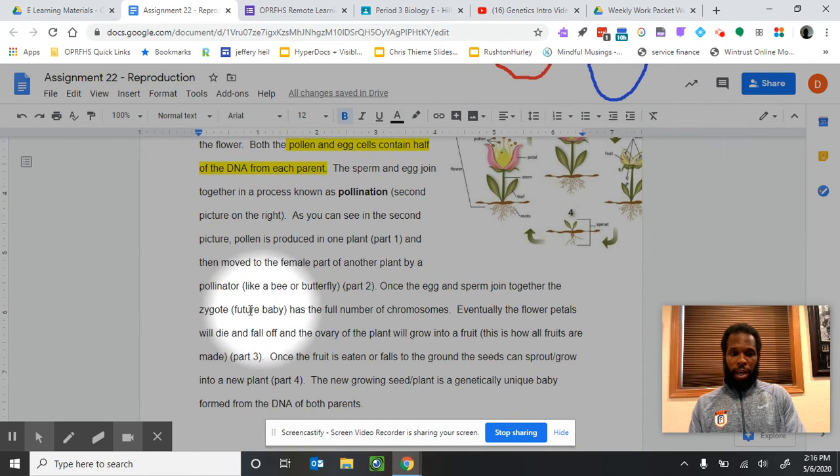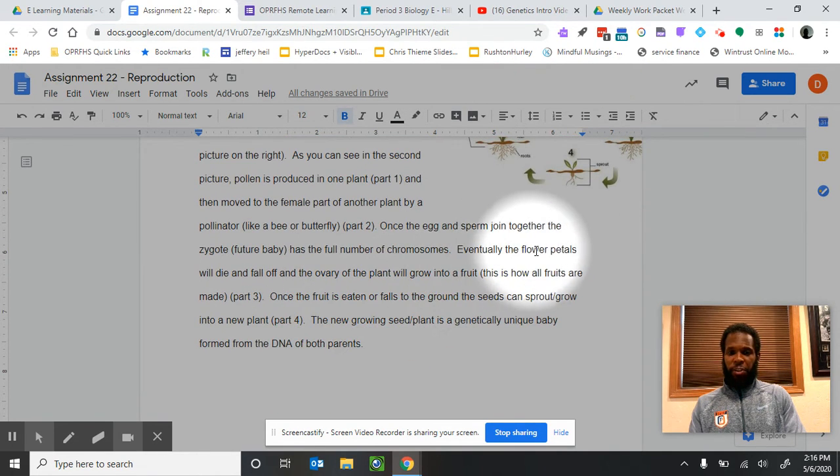Once the egg and sperm join together, the zygote, a future baby, has a full number of chromosomes. Eventually, the flower petals will die and fall off, and the ovary of the plant will grow into a fruit. This is how all fruits are made. So the fruit of the plant is like a new baby. So if you think like an apple or strawberries or grapes, whatever it may be, that's a plant that's been pollinated and it's trying to reproduce more seeds through fruit. Once the fruit is eaten or falls to the ground, the seeds can sprout and grow into a new plant. The new growing seed or plant is a genetically unique baby formed by the DNA of both parents.